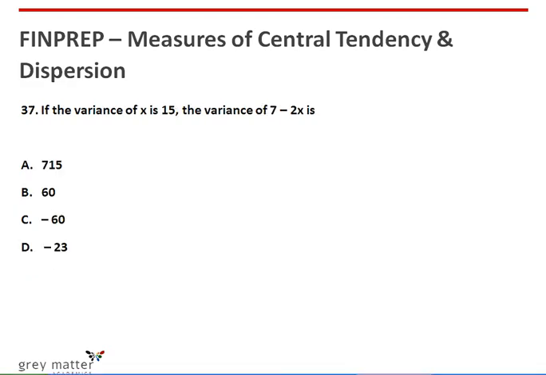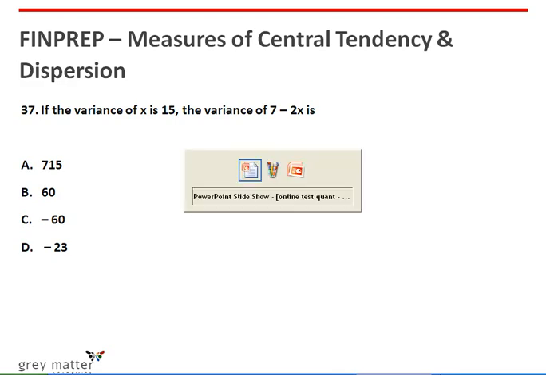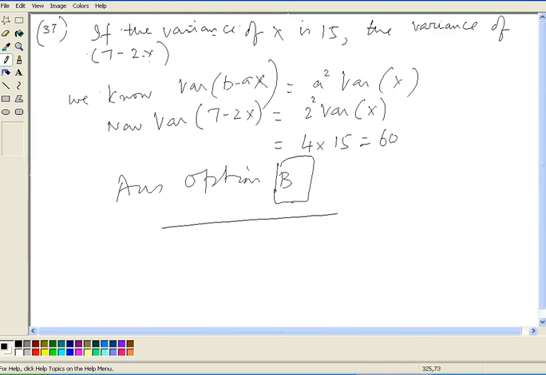37th problem. If the variance of x is 15, the variance of 7 minus 2x needs to be computed. It's given that the variance of x is 15 and we have to find the variance of 7 minus 2x. We know that in general the variance of b minus ax is equal to a squared times the variance of x. Now the variance of 7 minus 2x is equal to 2 squared times the variance of x, which is equal to 4 into the variance of x, given to be 15, so 4 into 15 is 60.